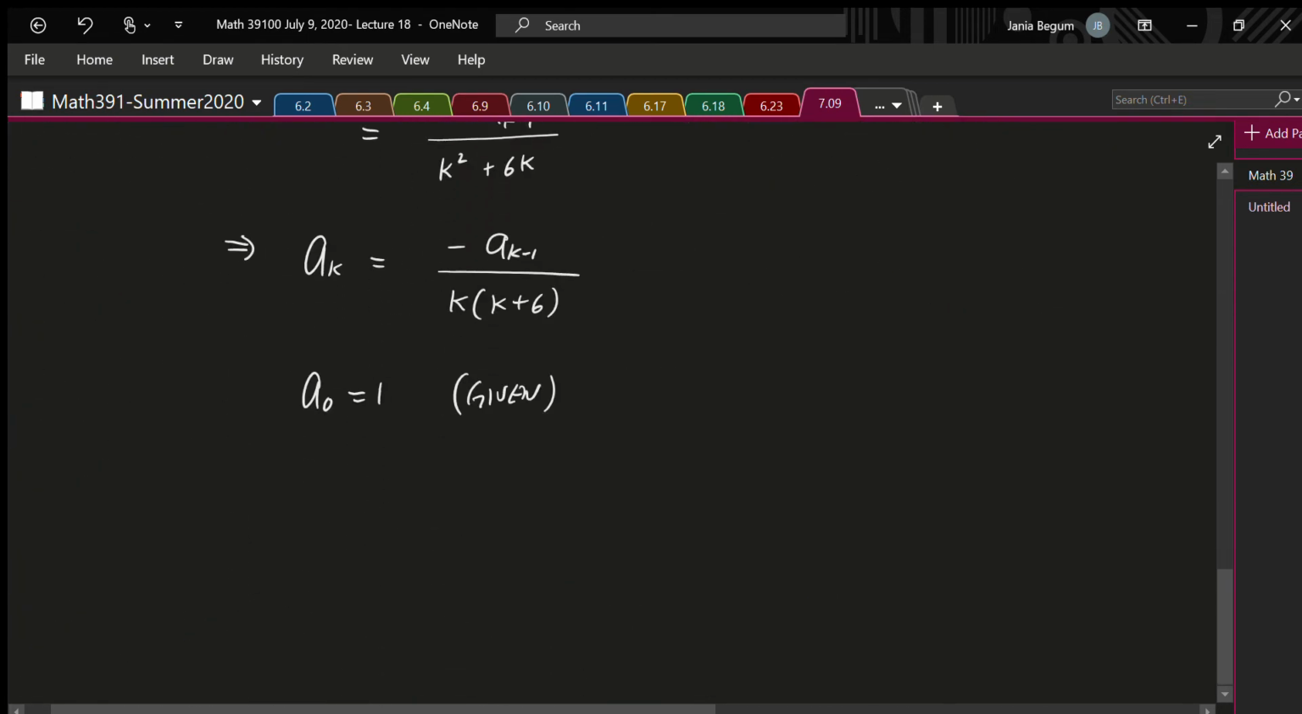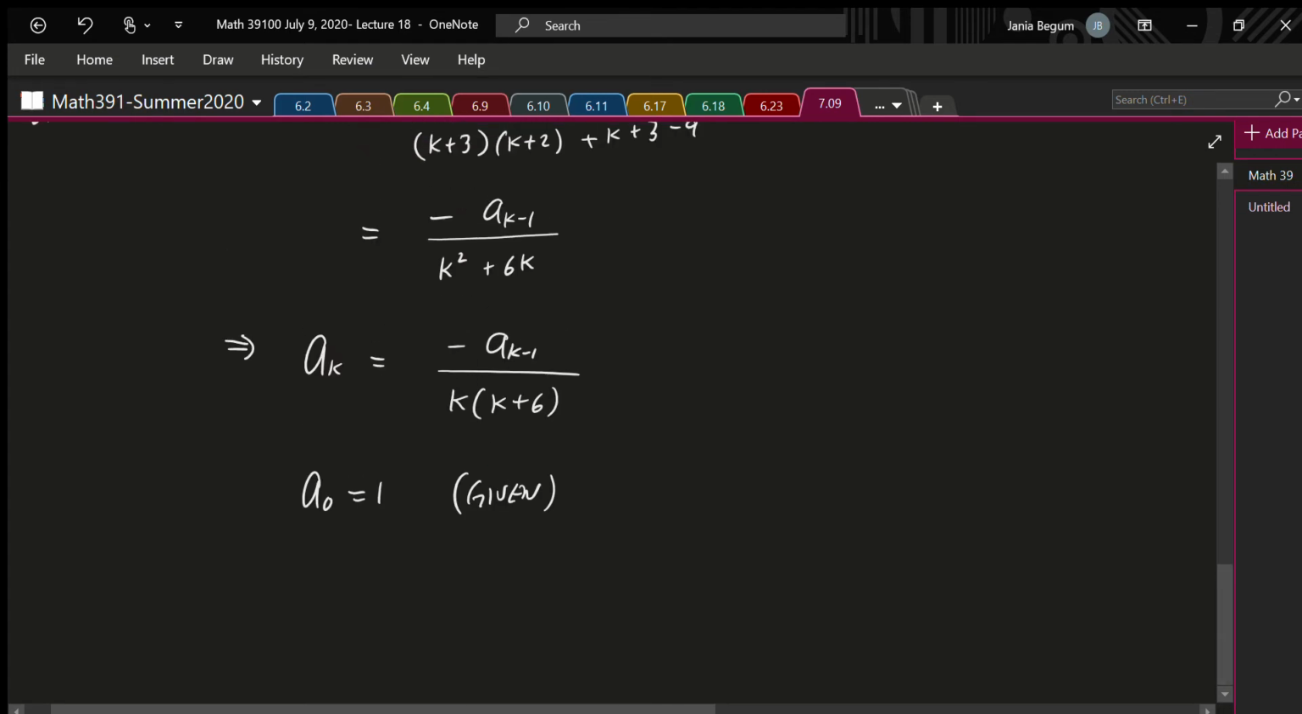So we have at least 3 non-zero terms. So let's plug in k equals 1, so we will get a sub 1. If k is equal to 1, we have negative a0 over 1 times 6 plus 1, that's 7. So that would just give us negative 1 over 7. So we have another non-zero term. So we have 1 here, and we have a sub 1.